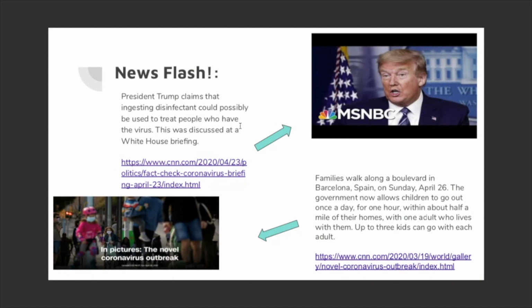Next is an example of the news conference. The student included one of President Trump along with a link to the article, and then this one is the international news article, and this one is from Spain. And again, she included the headline and the description and link.